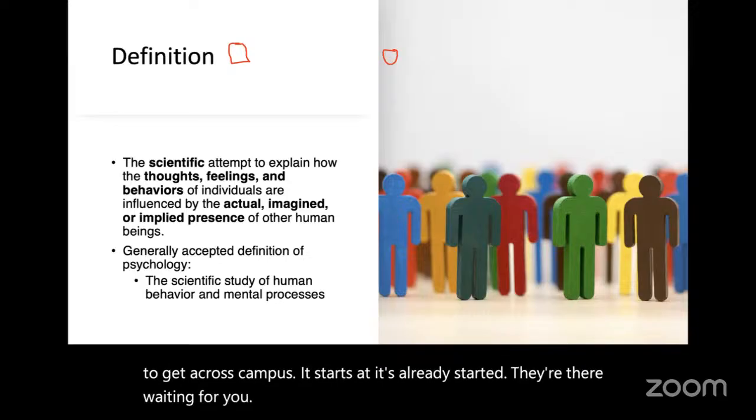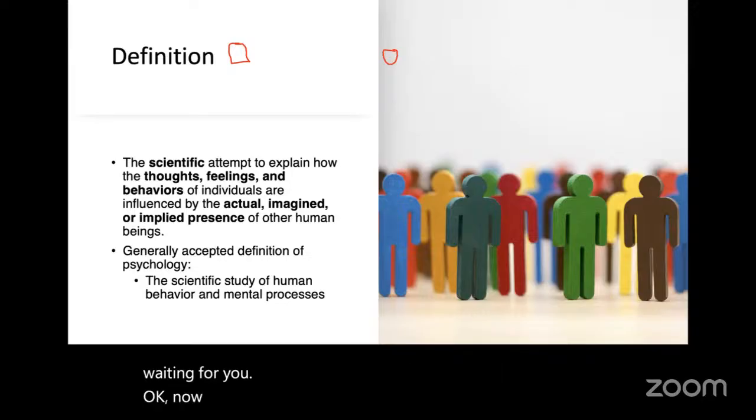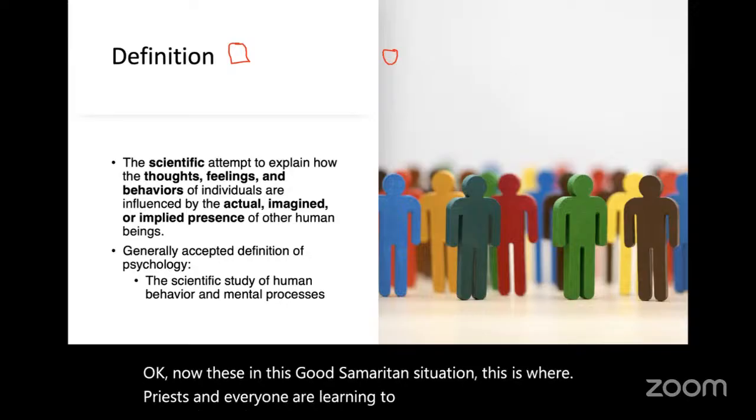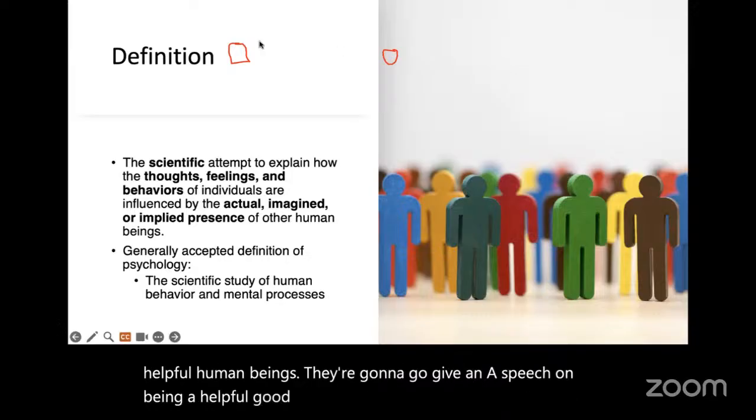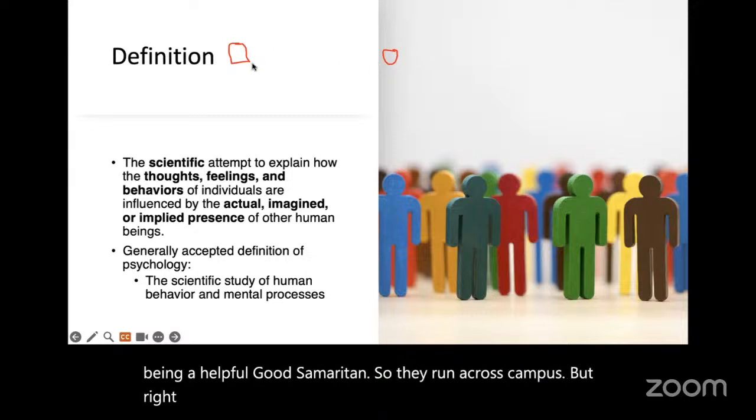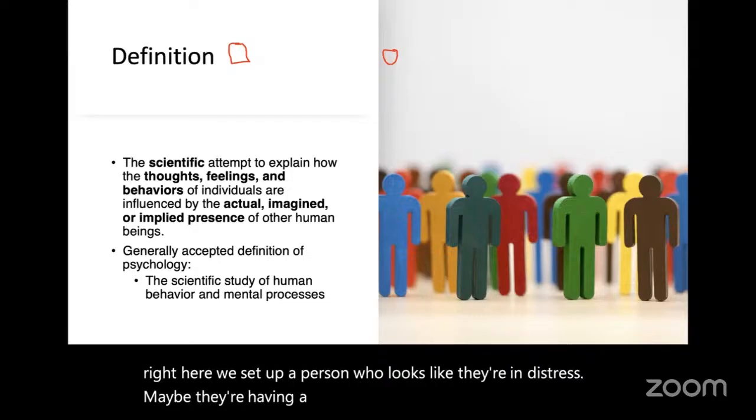Now, in this Good Samaritan situation, this is where priests and everyone are learning to be good, helpful human beings. They're going to go give a speech on being a helpful Good Samaritan. So they run across campus. But right here, we set up a person who looks like they're in distress. Maybe they're having a heart attack, they faint, they look very sickly.